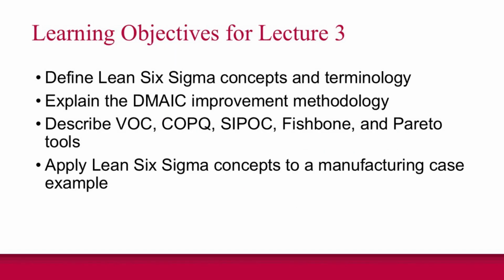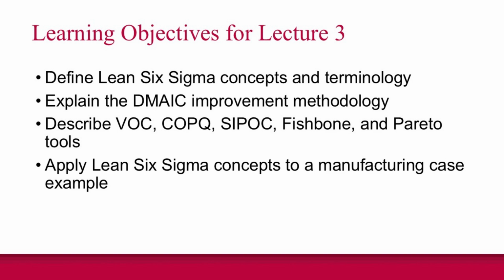What I want you to take away from today's lecture is a solid understanding of the core Lean Six Sigma concepts and tools organizations use to solve real operational problems. We're going to explore several foundational ideas, including MAIC, voice of the customer, cost of poor quality, SIPIC diagrams, fishbone analysis, Pareto analysis. We'll also apply these tools to a manufacturing case study so you can see how they work together in practice. As you move through this lecture, pay attention to how structured Lean Six Sigma really is.